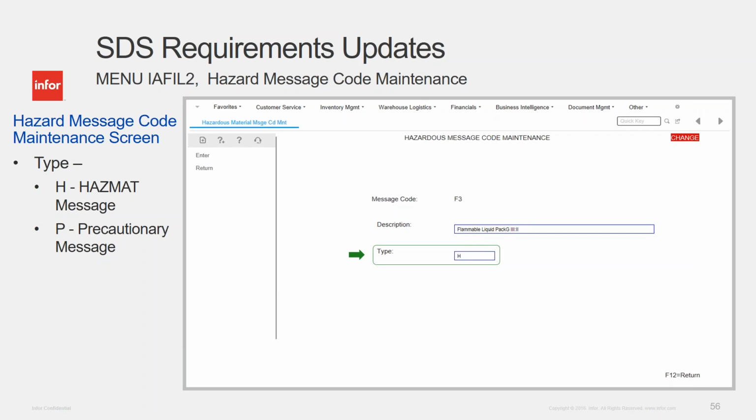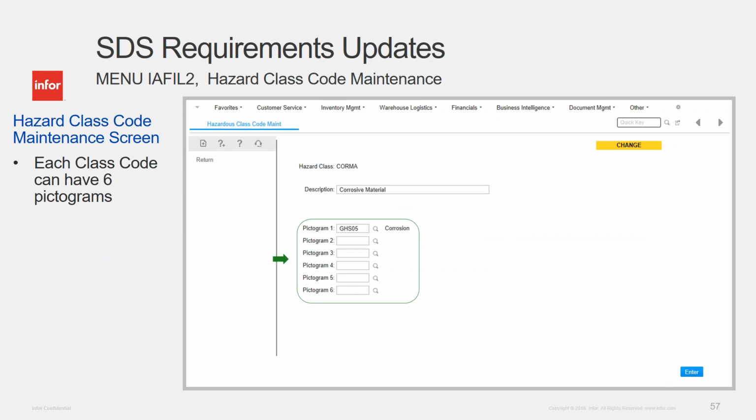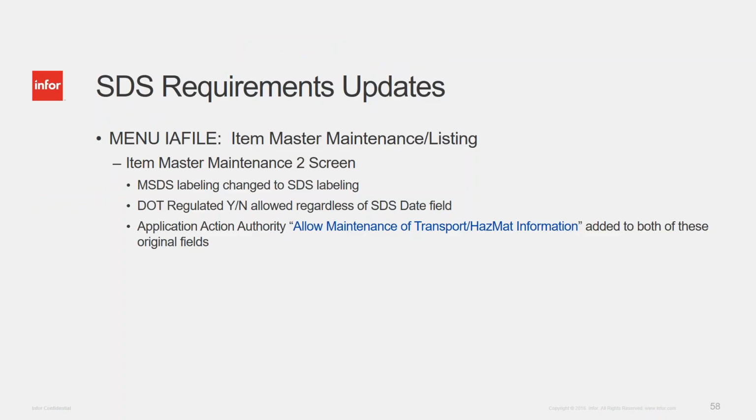Hazardous message code maintenance screen. We added this field here to help identify whether it is a message or a precautionary message. And we updated the listing to include the additional information. Hazardous class codes can now have up to 6 pictogram codes assigned. The existing listing was updated to include the pictograms that you tagged.